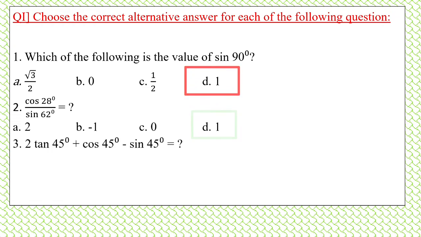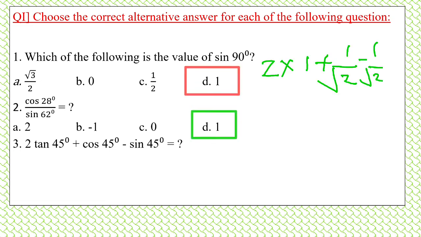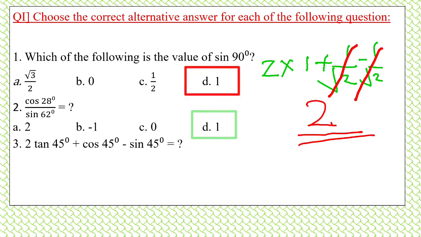The third one is given 2 tan 40 degree plus cos 45 degree minus sine 45 degree equal to question mark. So as we know that tan 45 degree value is how much? 1, and cos 45 degree value is 1 upon root 2, and sine 45 degree is also 1 upon root 2. So cos value and sine value is the same value, but one is positive, one is negative, both will be cut. So what we have now? 2 into 1, 2. So our correct answer is option C, 2.